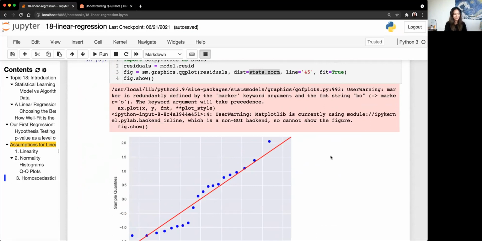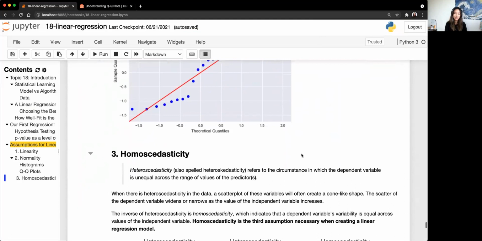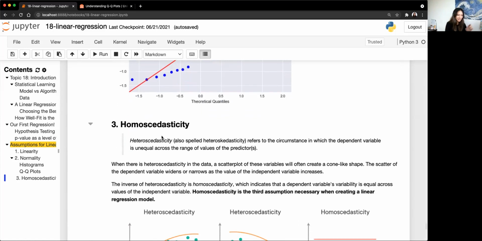All right, so the last assumption that we're going to do is also another one that you can only test for after fitting your model. It is the homoscedasticity test. And homoscedasticity basically means equal variance. That's what homoscedasticity means. Heteroscedasticity basically means unequal variance.